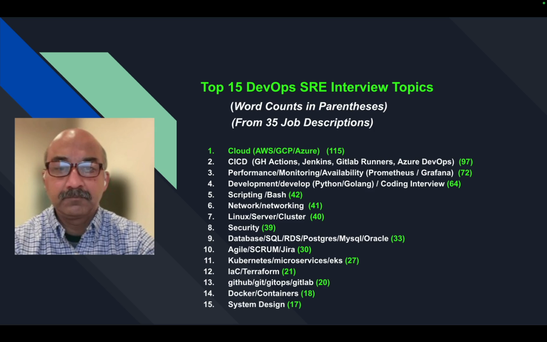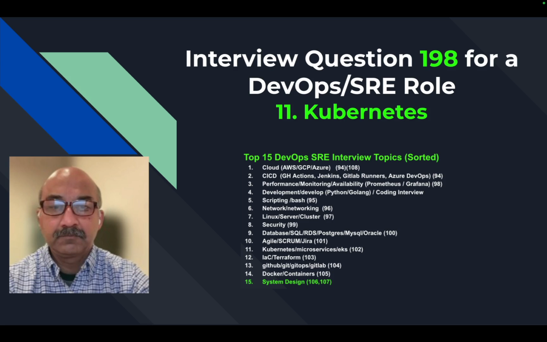Okay, question number 198. Before I get to that, you may know from my other videos that I did some research on LinkedIn job descriptions and came up with these 15 topics. The ones at the top are more important than the ones at the bottom. The ones at the bottom are also not ignorable. You do have to study them, but not as much as the first 5 or 6 topics. So make sure to spend as much time as possible on the top ones and sometimes on the ones at the bottom. Today, we're at number 11, Kubernetes.